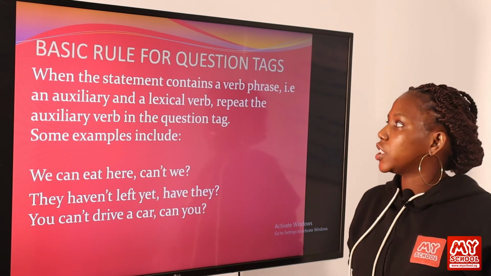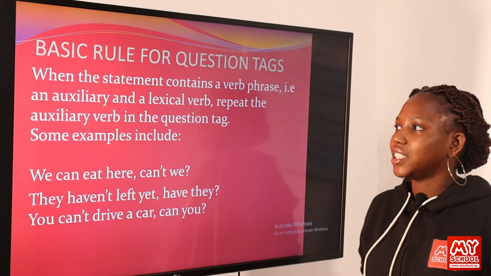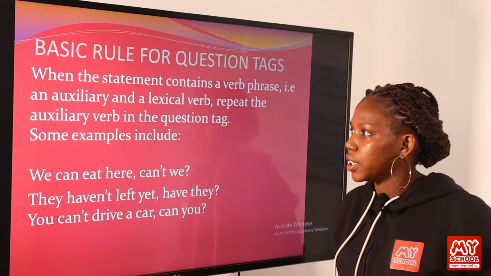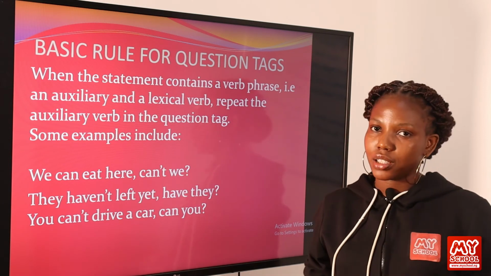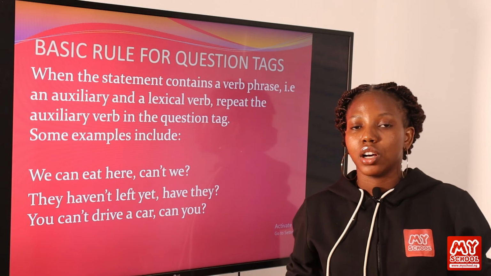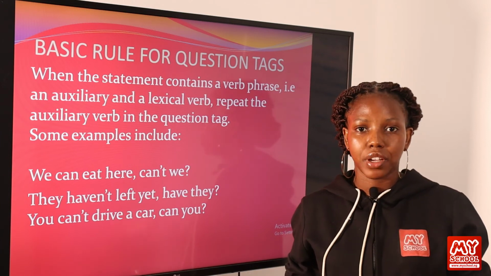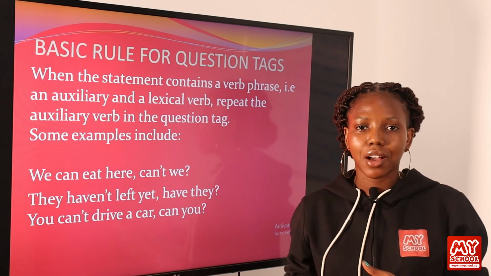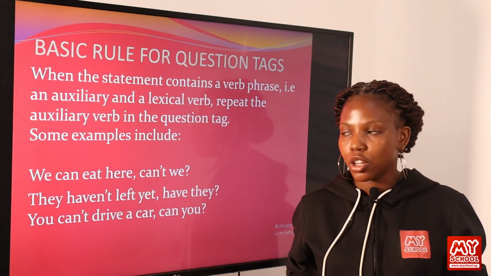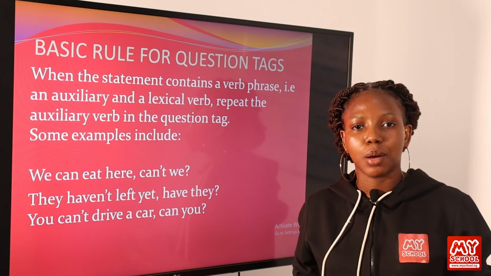When the statement contains a verb phrase, i.e. an auxiliary verb plus a lexical verb, repeat the auxiliary verb in the question tag. Now what does this mean? When we have a verb phrase, we know verb phrases are a combination of the auxiliary verb plus the lexical verb. So when we have that combination in a statement, we should repeat the auxiliary verb. Now let's take a look at some of the examples we have.